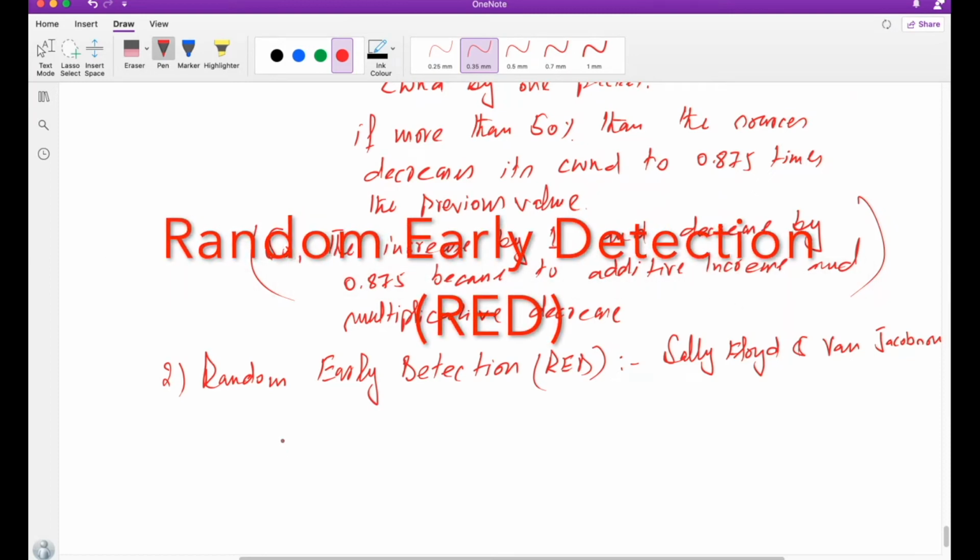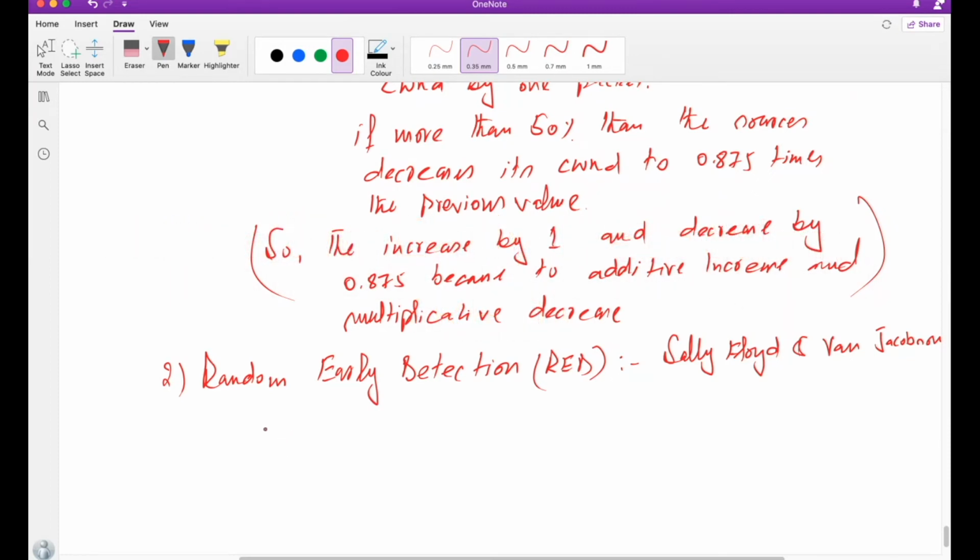Random early detection differs from DECbit in two major ways. Number one, rather than sending a congestion notification, RED implicitly notifies the source of congestion by dropping one of its packets.